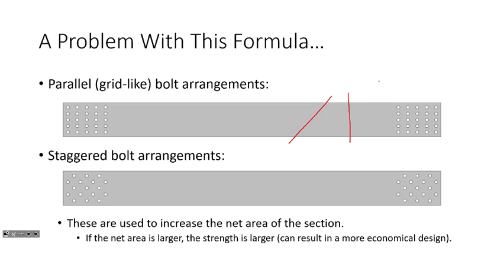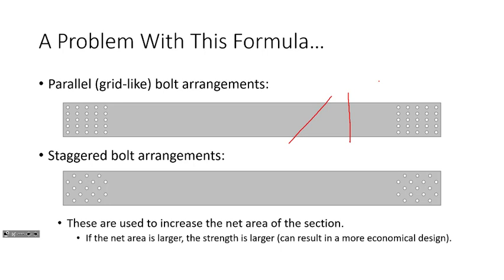Which has a bigger area? If I were to take a samurai sword and look at the area of the cross section, which has a bigger area, the straight line or the diagonal line? The diagonal line, right? So the short answer is, why would you ever stagger your connection? It's to increase the net area, right?